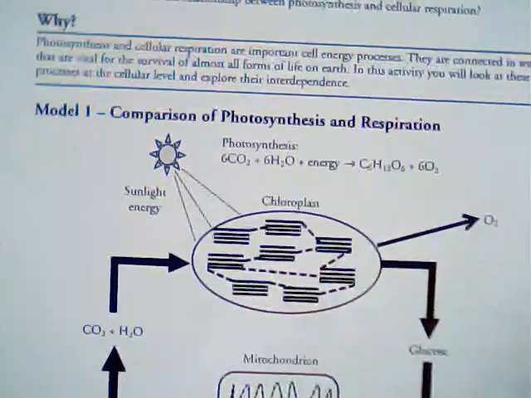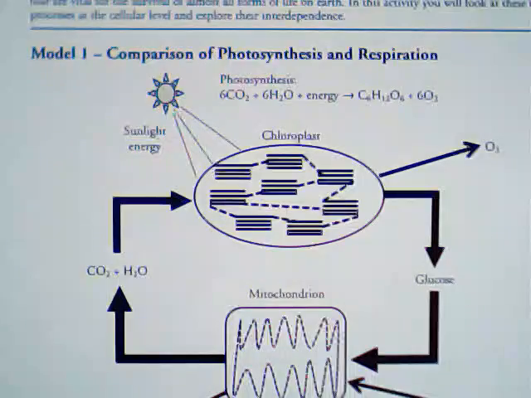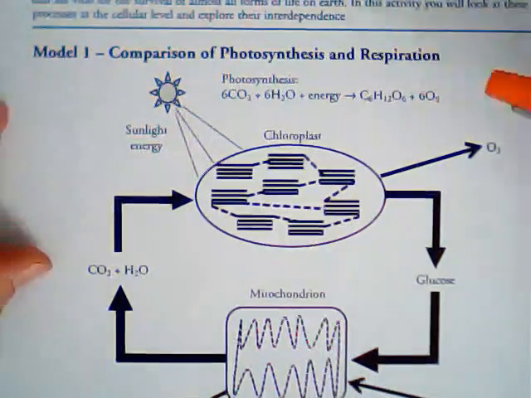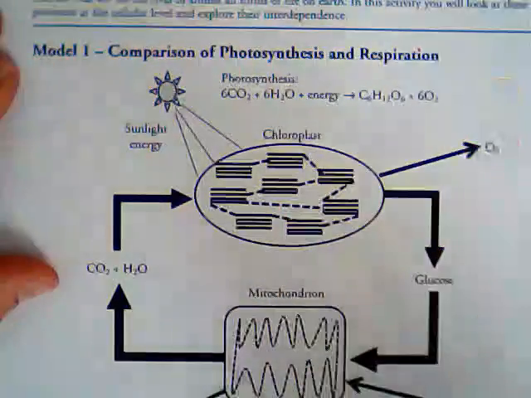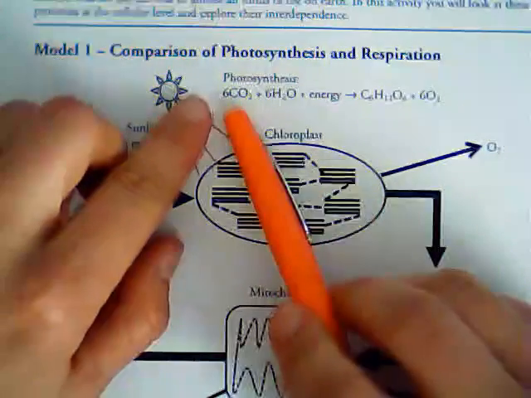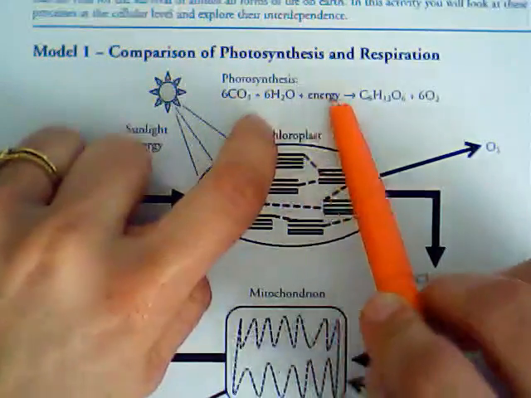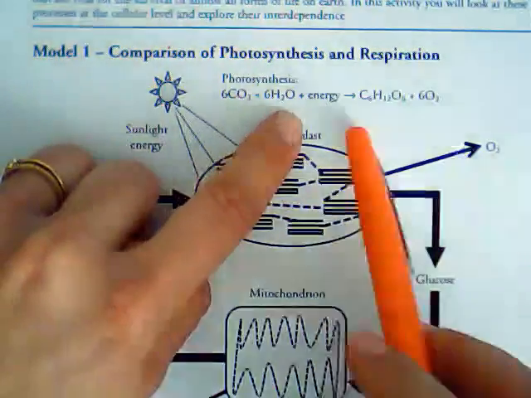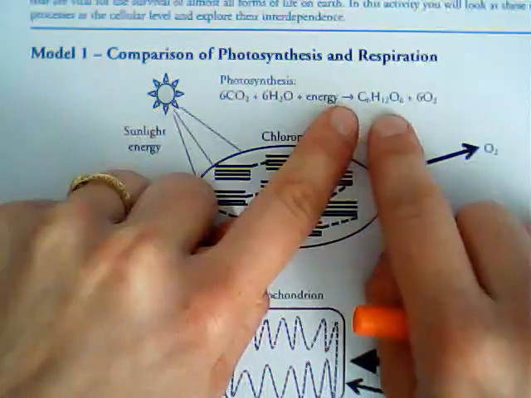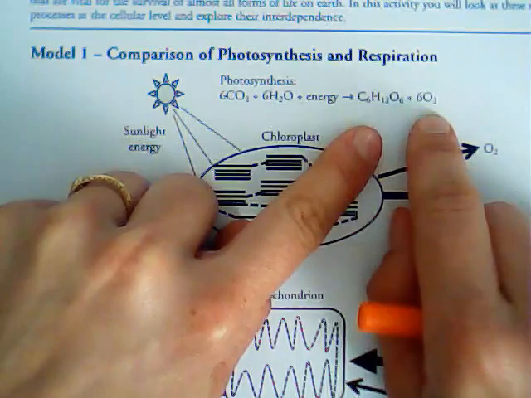So if we look at model 1, you should have this, so take a look at it. It says a comparison of photosynthesis and respiration. So photosynthesis here is written out as a chemical reaction. It says 6 CO2 molecules plus 6 H2O molecules plus energy is transformed into, or forms, C6H12O6, which is glucose, and 6 O2 molecules.